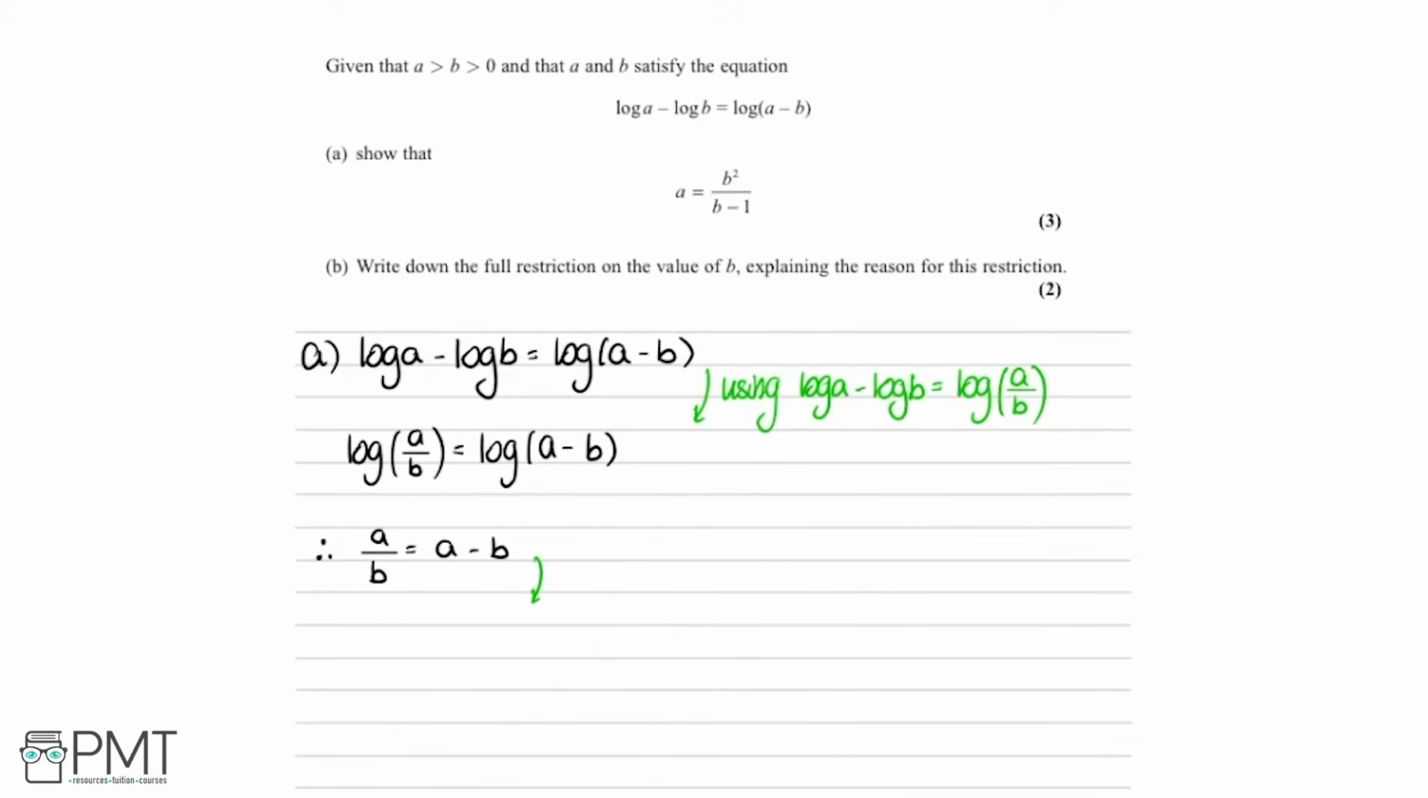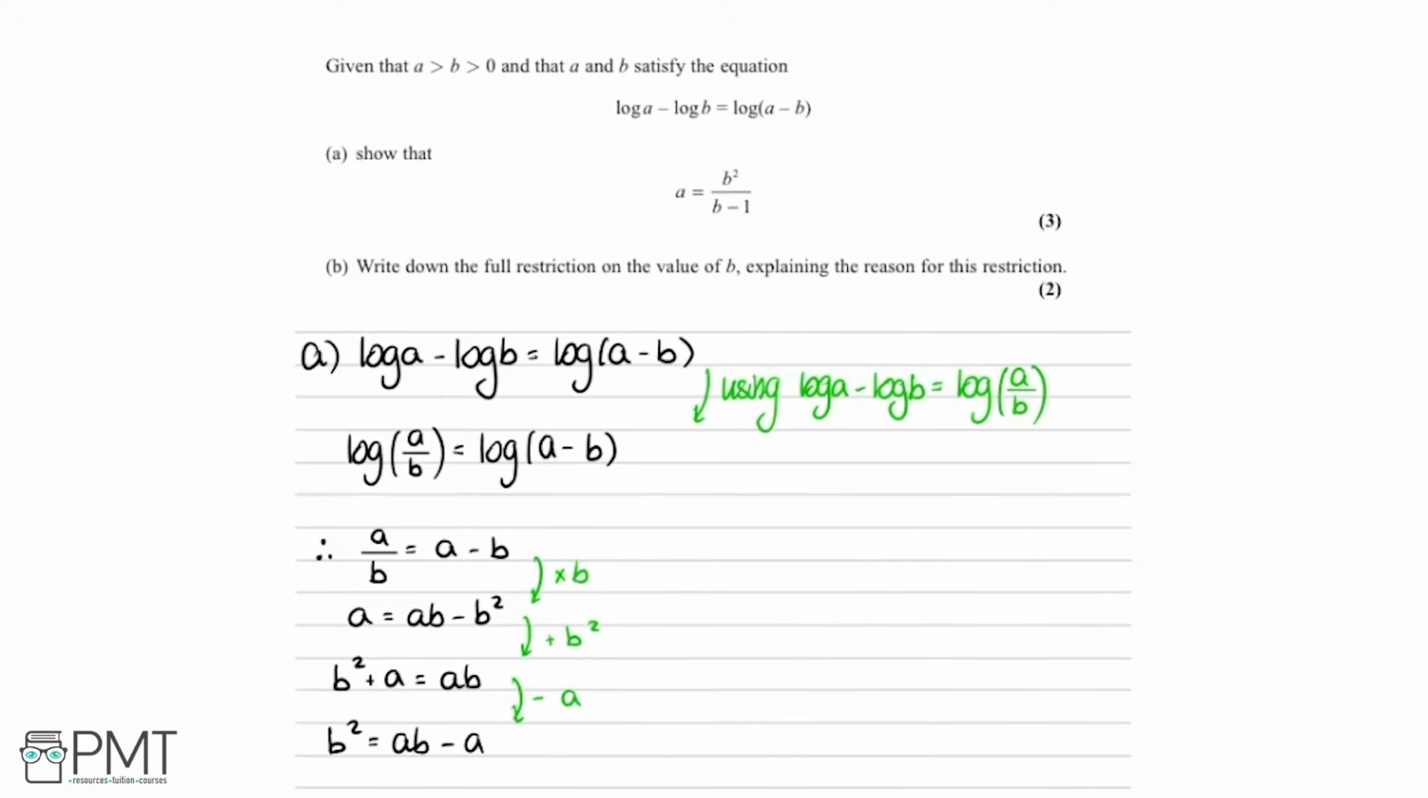So then next, to get rid of the fraction, I'm going to multiply both sides by b, giving us that a equals ab minus b squared. Now we want to get all the a's on one side. So firstly, I'm going to add b squared to both sides. So we get b squared plus a equals ab. Then I'm going to take away a from both sides. So we get b squared equals ab minus a.